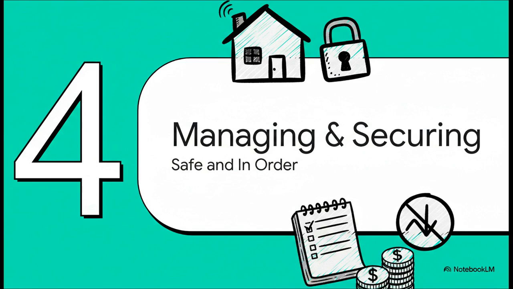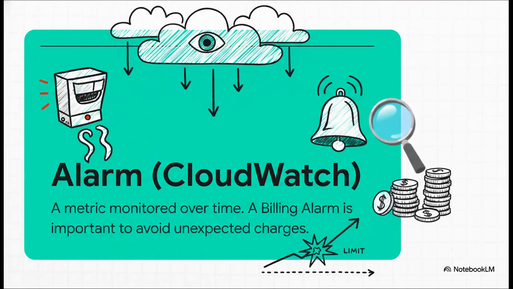Now we have to do the responsible stuff. We need to install the security system, set the rules for who can come in and out, and, maybe most importantly, make sure the bills don't get crazy. This is all about management and security. Let's start with CloudWatch. This is your eyes and ears on everything. And listen, if you're a beginner, the very first thing you should do in your AWS account, I'm serious, is set up a billing alarm. Think of it as your digital smoke detector for your wallet. You can set it to email you if your spending goes over, say, $10. That way, you never get one of those nasty surprise bills at the end of the month.